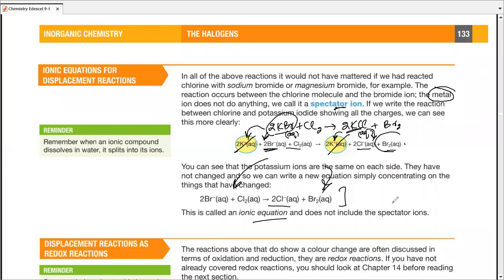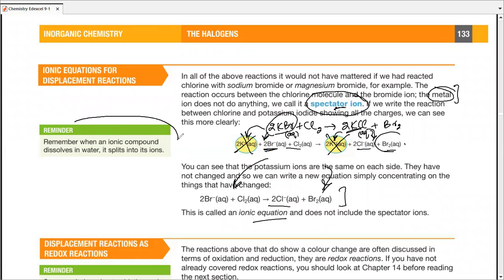An ionic equation tells you exactly the ions that are involved in this whole reaction and does not include the spectator ion. Now your book is making it very easy for you. A simple small tip: in a displacement reaction, if you take out the metal, like this one in yellow, you get your ionic equation. So whichever the metal is, sodium or potassium or calcium, it really does not matter. Take it out. What you are left with is your ionic equation.